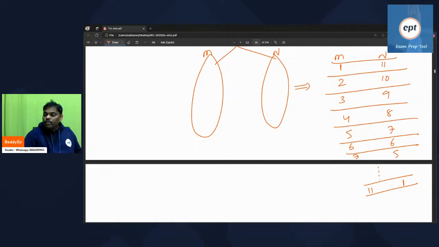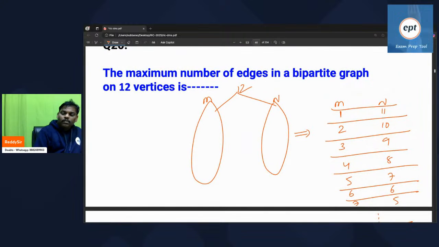But remember everyone, in a complete bipartite graph, the maximum number of edges is Mn. In a complete bipartite graph, everything is Mn.